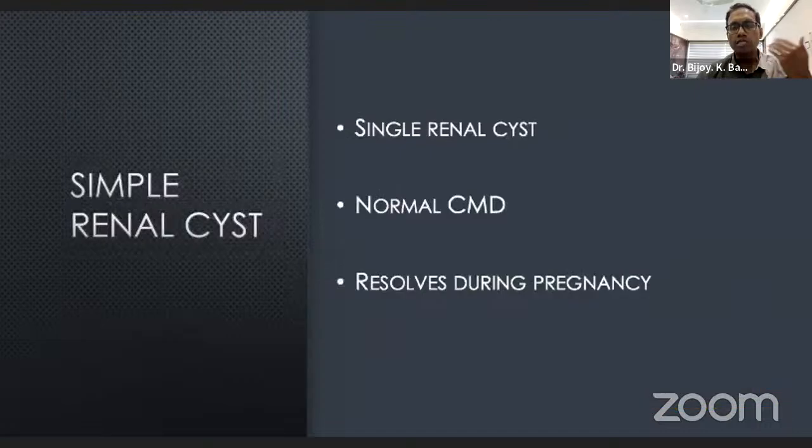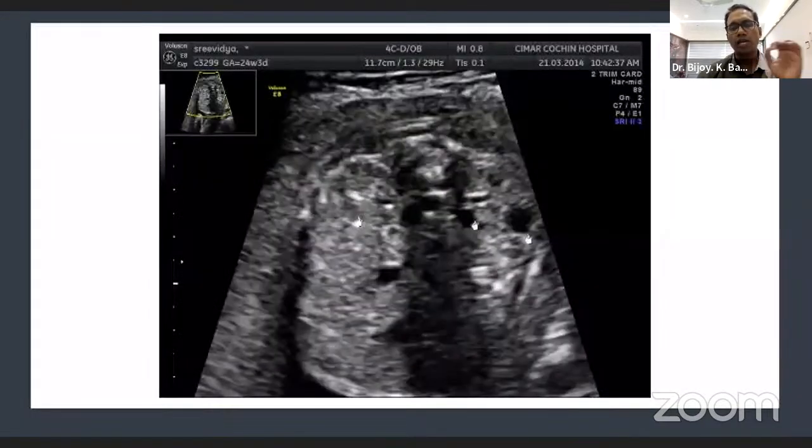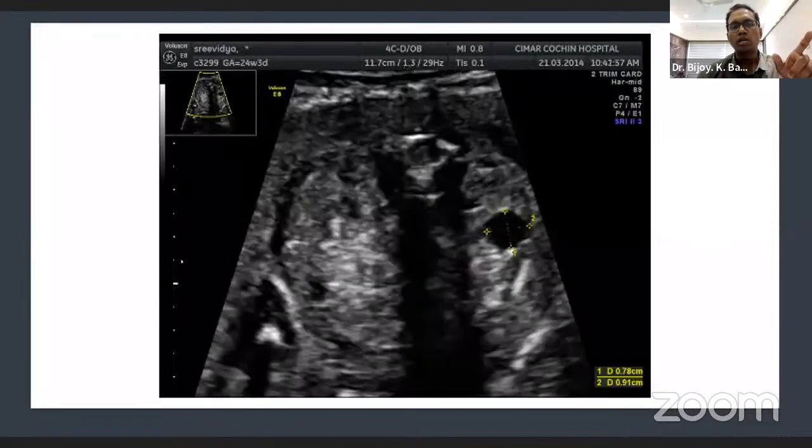The last group of miscellaneous cysts would be cysts that are seen in the cortical region with normal CMD with a non-echogenic kidney. And these have got excellent outcomes. We don't need to worry about these cysts because the kidneys look normal, the CMD is maintained, and you just see a cyst in the cortical region.